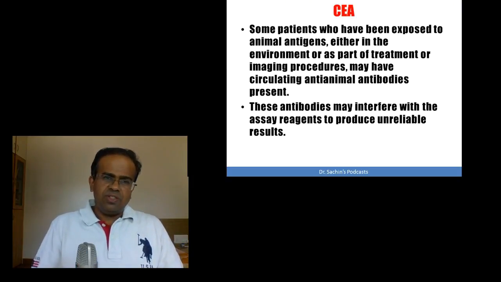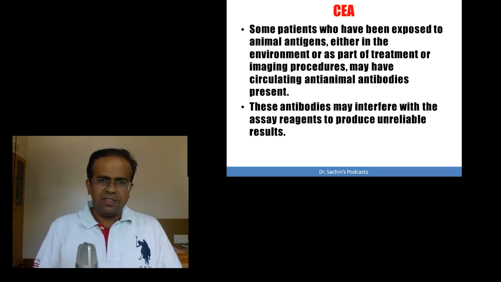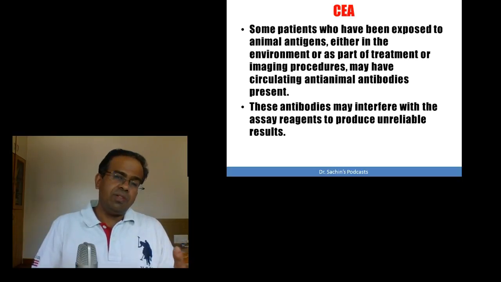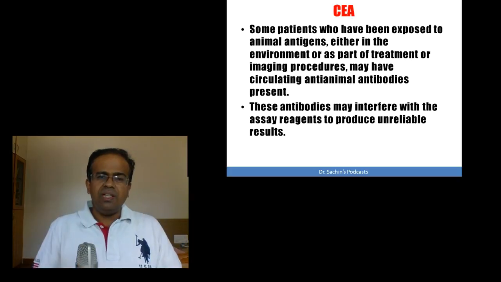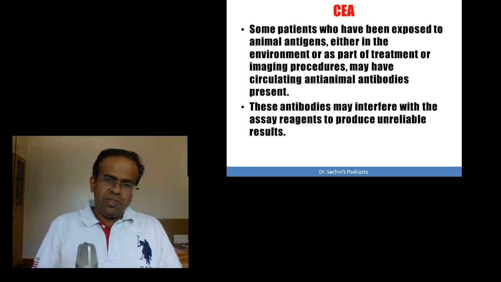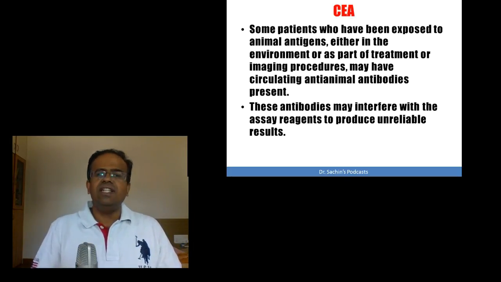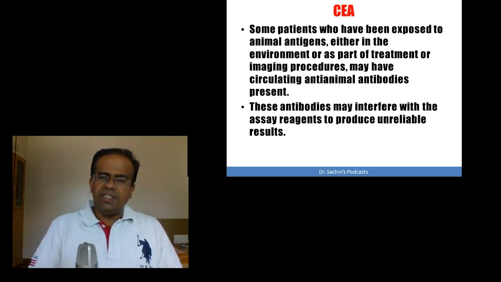We also have to be cautious of the fact that some patients who have been exposed to animal antigens, either in the environment or as part of treatment or imaging procedures, may have circulating anti-animal antibodies. And these antibodies may interfere with the assay reagents to produce unreliable results. So if we find that our CEA levels are not matching the clinical picture, this is one of the possibilities: the patient may have some pets, or may be from a rural area having cattle, where there is exposure to animal antigens, and he has developed antibodies against those antigens, and these antibodies are now interfering with the assay procedure. The assay commonly employed is chemiluminescence immunoassay or enzyme linked fluorescent assay, and in this there can be interference of these antibodies leading to unreliable results.